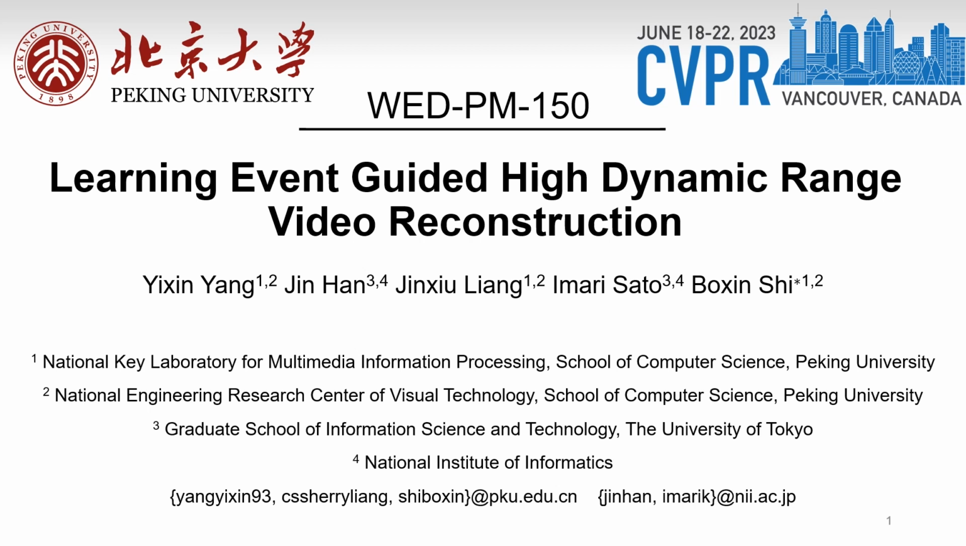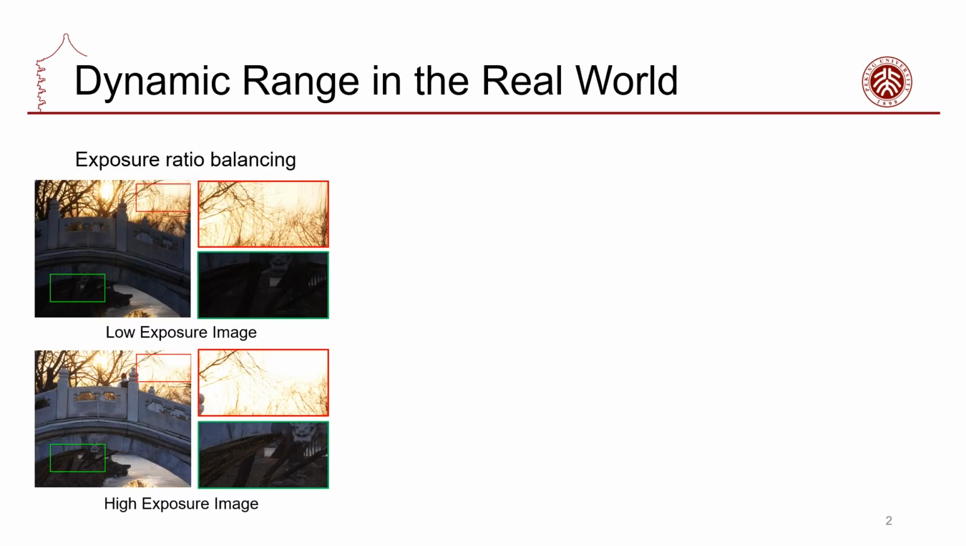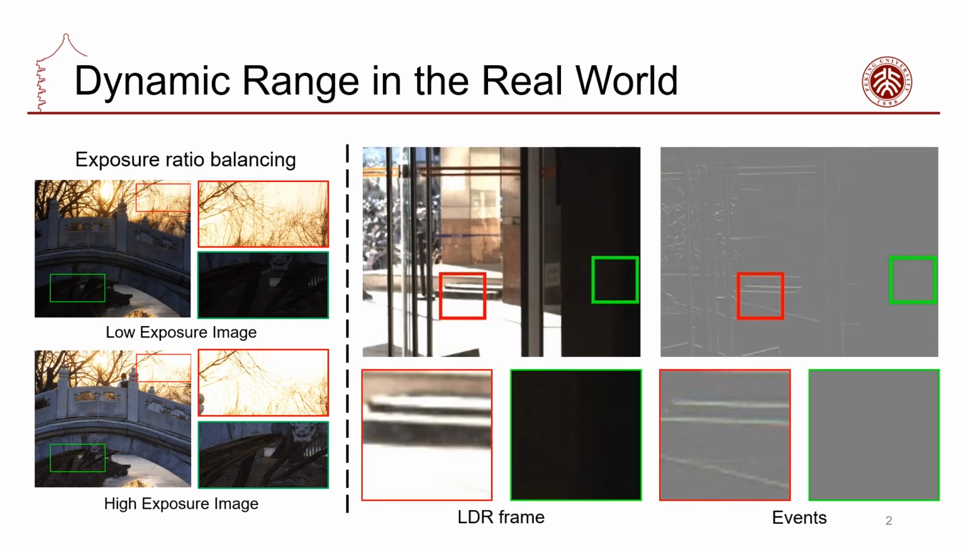In this video, we will introduce our recent work, Learning Event-Guided High Dynamic Range Video Reconstruction. Limited by the trade-off between frame rate and exposure time when capturing moving scenes, frame-based HDR video reconstruction suffers from scene-dependent exposure ratio balancing and ghosting artifacts. Event cameras provide an alternative visual representation with a much higher dynamic range free from the above issues, which can be effective guidance for HDR imaging from LDR videos.